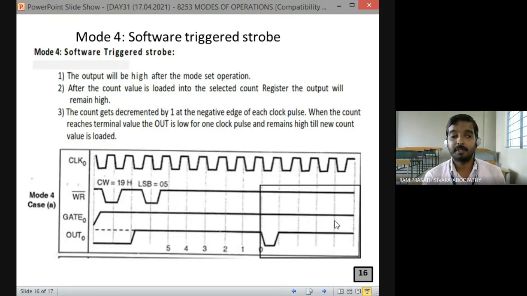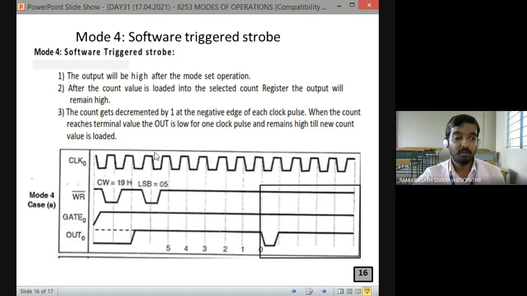When this operation happens again, now the out pin will be maintained high, correct? So after a clock pulse low, it comes back and is maintained high. That means what? After how much time I have to get a low pulse is decided in this particular mode. That's why it is called software trigger strobe.